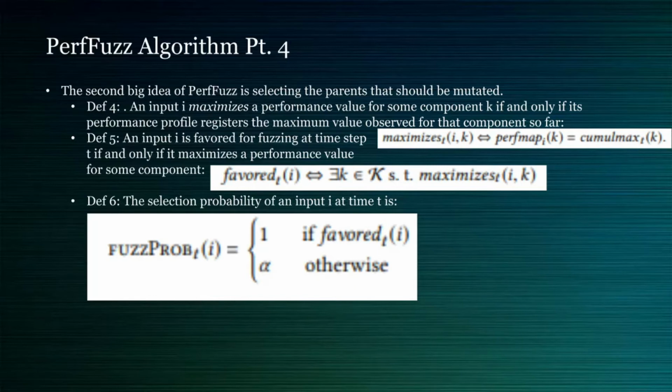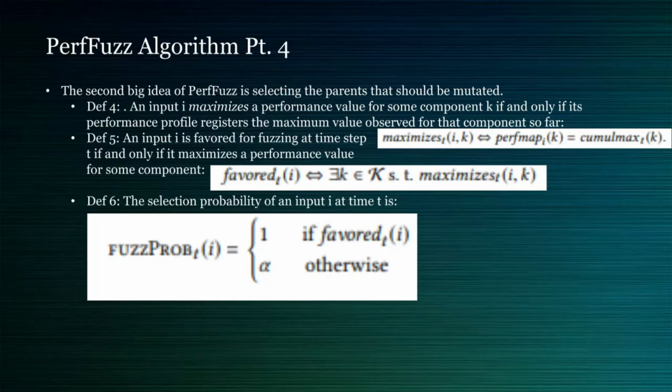So far, in this first equation, definition 5, an input I is favored for fuzzing at time step t if and only if it maximizes a performance value for some component. The favoring mechanism allows PerfFuzz to choose inputs that are maximizing performance values of certain program components.